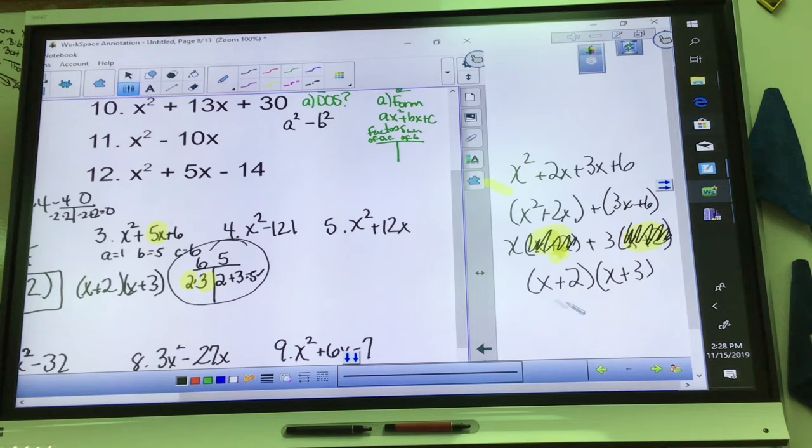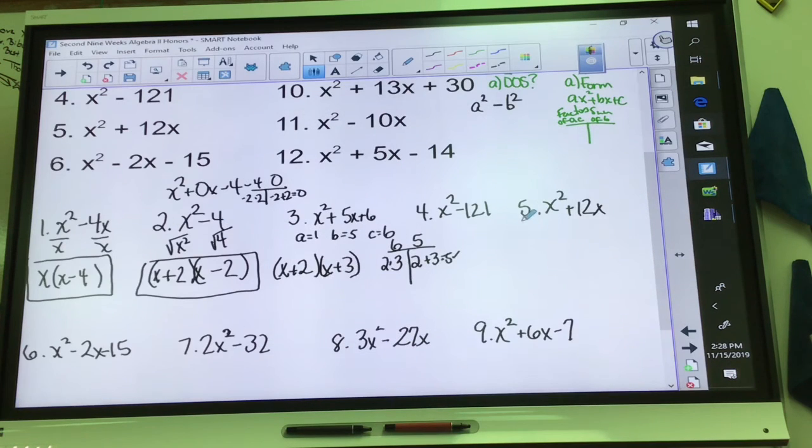So you're welcome to do it this way, which I call the longer way around, or the shorter way around. It doesn't matter to me, whatever you're more comfortable with. Okay, number 4. Do I have a common factor? No. Do I have a binomial or a trinomial? I have a binomial, good.